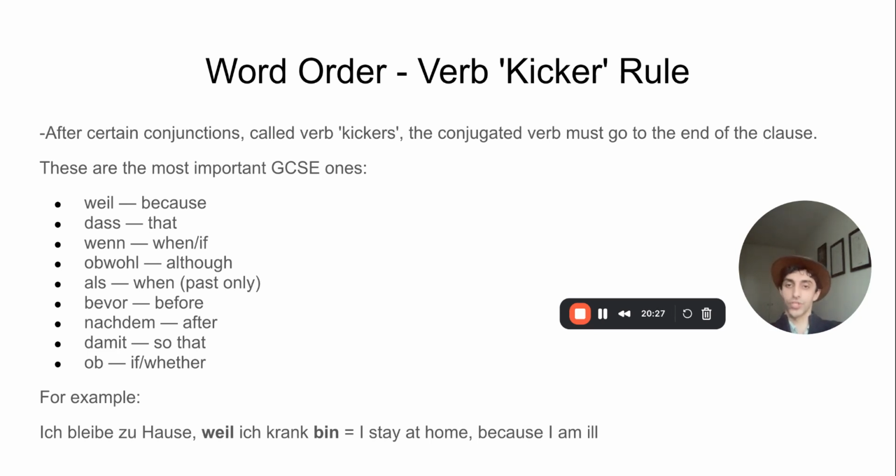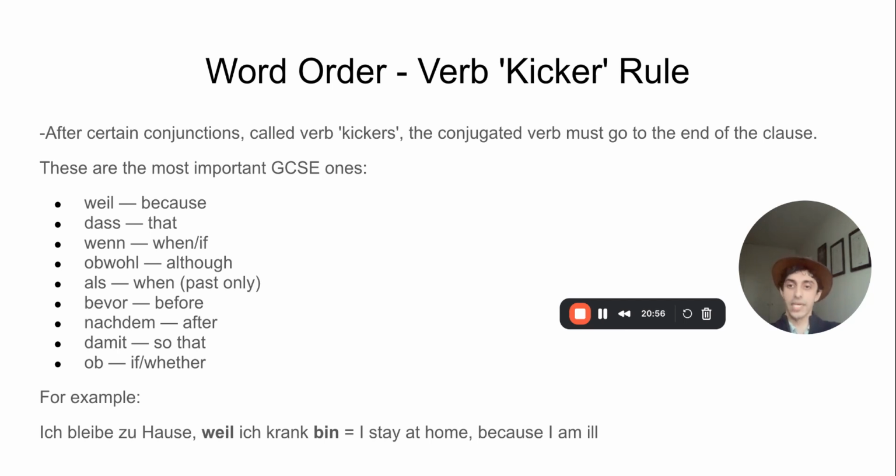And here's an example to show you what we mean by verb kicking the verb to the end of the clause if it comes after one of these conjunctions. This example is Ich bleibe zu Hause, weil ich krank bin, meaning I'm staying at home because I'm ill. So the main clause here is Ich bleibe zu Hause, I stay at home, which is a sentence that makes full sense just by itself.